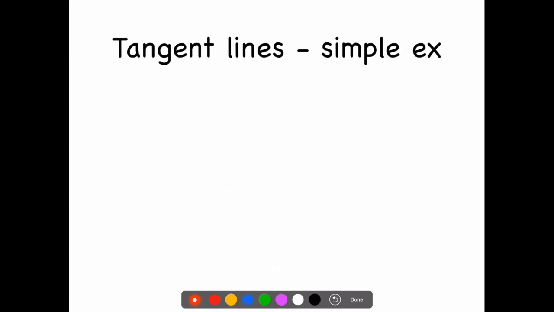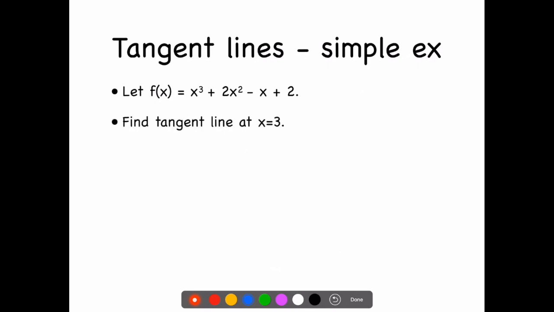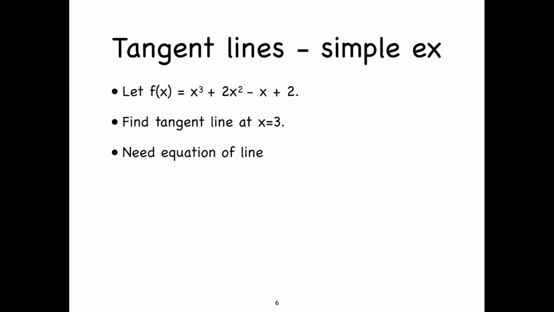So let's move on to talking about tangent lines, and I'm going to start with a simple example. Suppose f of x is x cubed plus 2x squared minus x plus 2. And I've been asked to find the tangent line at x equals 3. So what we need is the equation of a line, the tangent line in particular.